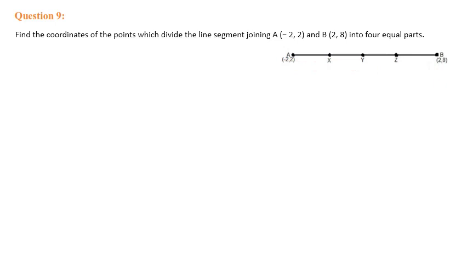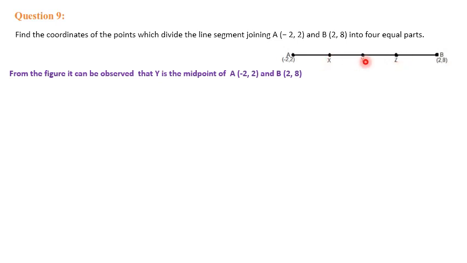So to divide a line segment into 4 equal pieces, we must have 3 points, 1, 2, 3. Whenever these 3 points come onto this line, the line becomes 4 parts. AX is the first part, XY the second part, YZ the third part, ZB the fourth part. So we have to find out the coordinates of X, Y and Z. That is what the question is. So from the figure, it can be observed that Y is the midpoint of A (minus 2, 2) and B (2, 8). So here Y is the midpoint of A and B. Just forget about X and Z.